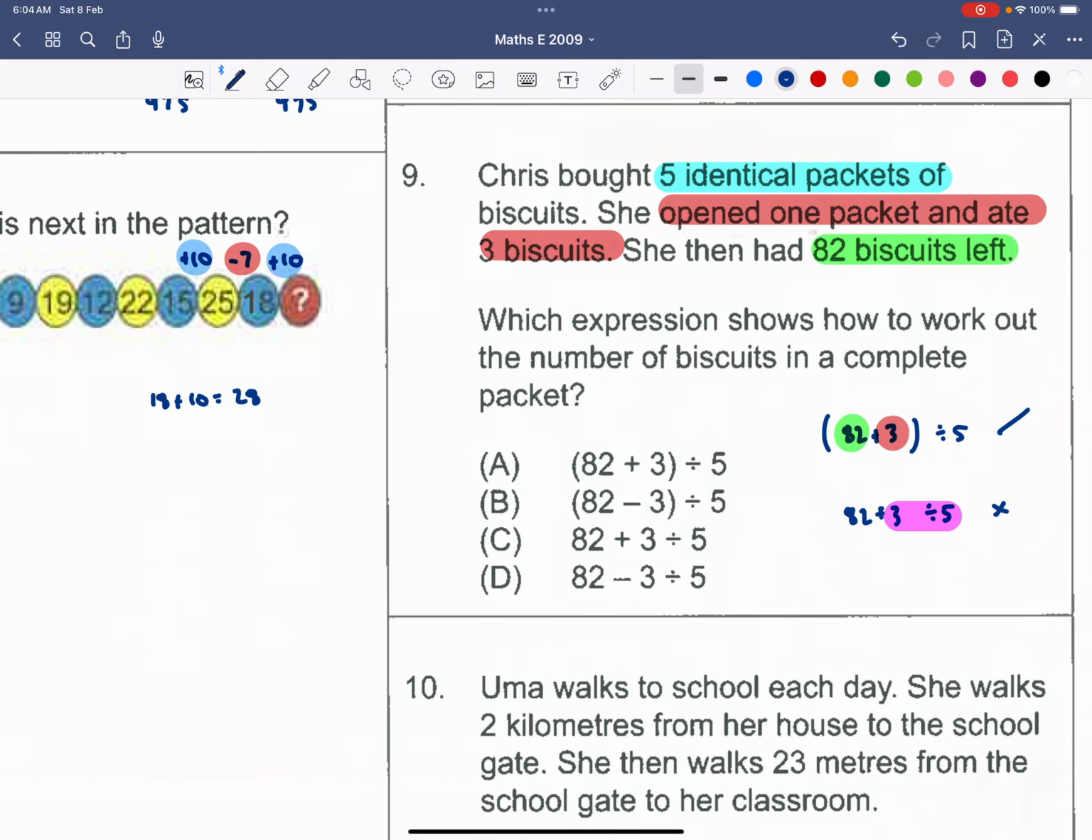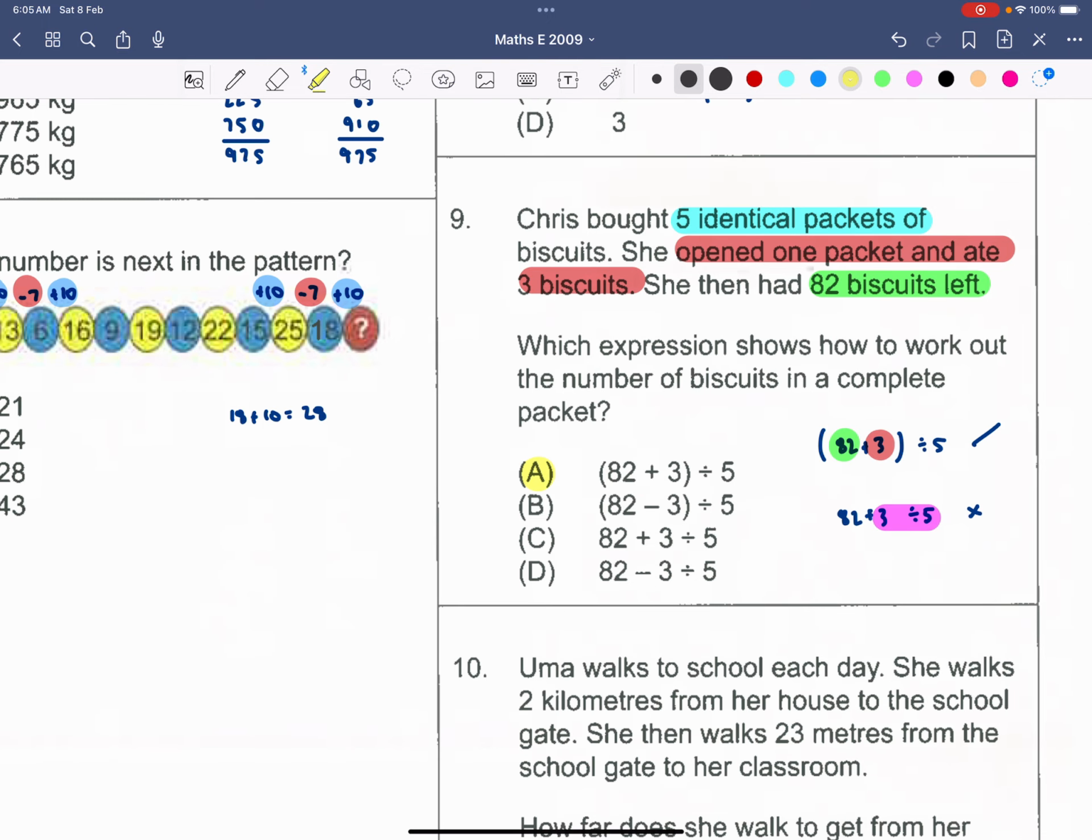This would be the correct way of doing it, having the 82 plus 3 in brackets. So the answer is therefore A. And we don't even need to figure out how many biscuits she had. It just says what's the correct expression for working out the number of biscuits in each packet.